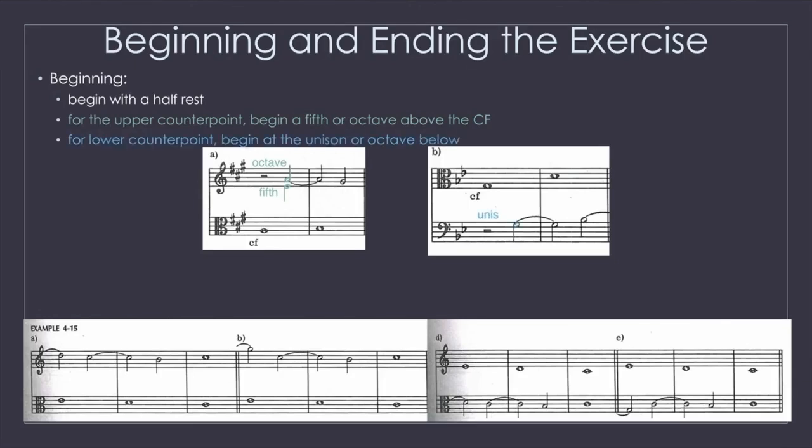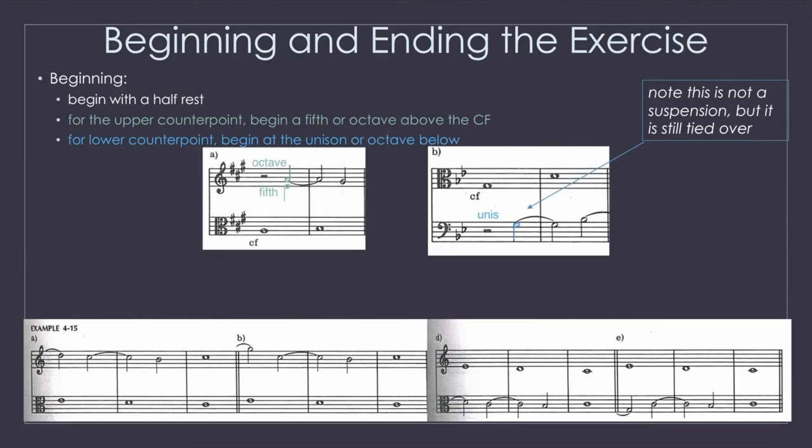And if the counterpoint is below the cantus firmus, you have to begin at either the unison or the octave below. You can't begin at the fifth. And we heard this too. We'll come back to that in a second. G, D, B flat.